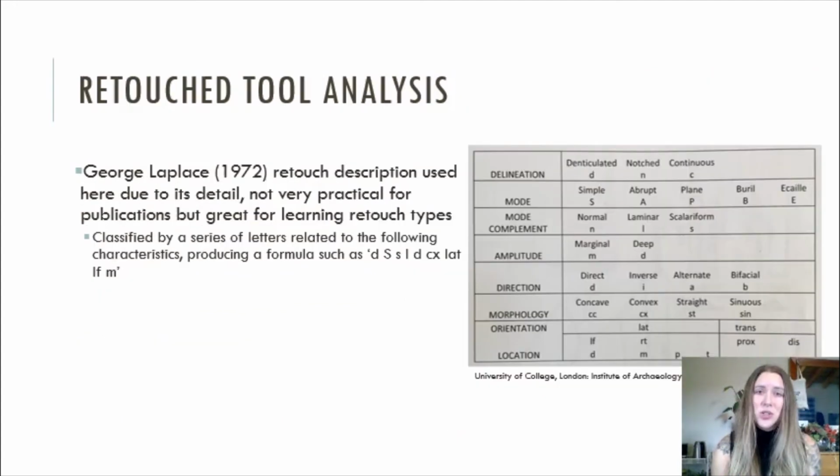Okay, retouched tools, they're a little bit more complicated. In addition to recording their dimensions, raw material type, and taphonomic features, there are several other characteristics to record here indicated by this table, which are significantly different than those of flakes. And these different features include delineation, mode complement, amplitude, direction, morphology, orientation, and location. This seems like a lot, but we're going to break it down and I'll give you some examples so that it's hopefully easier to understand.